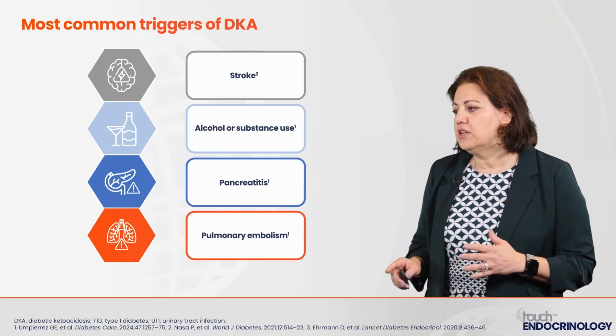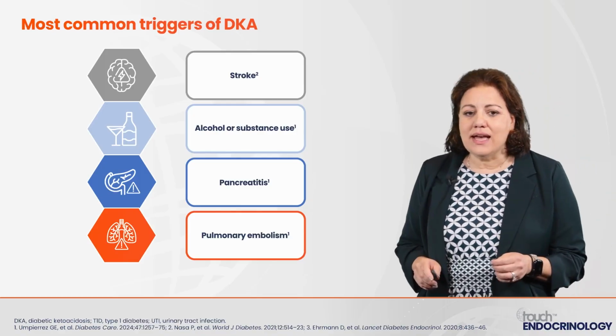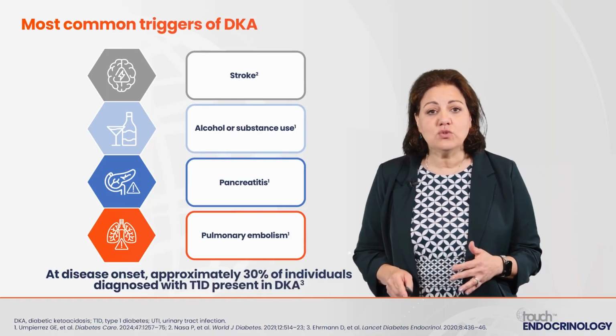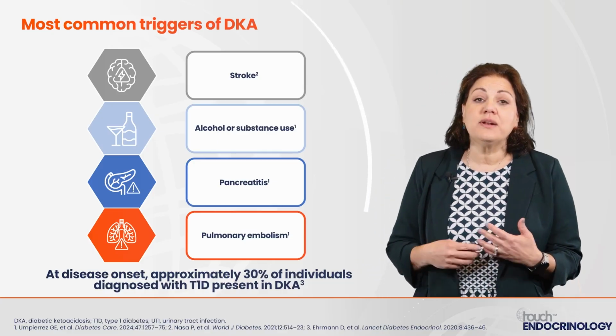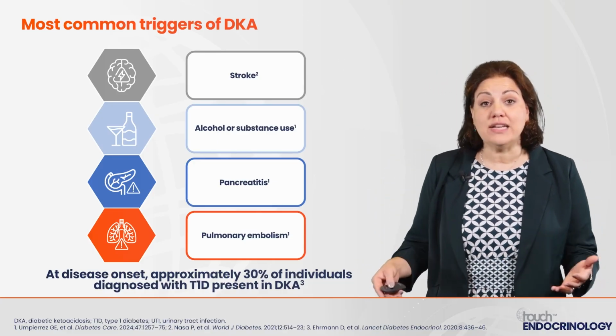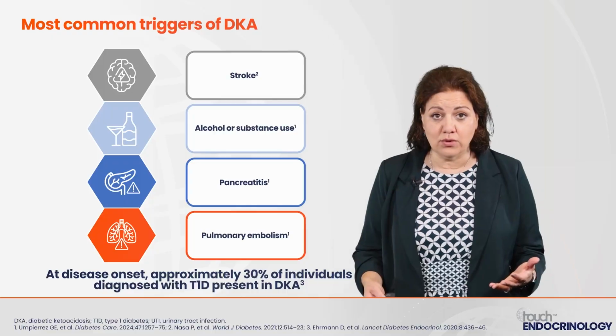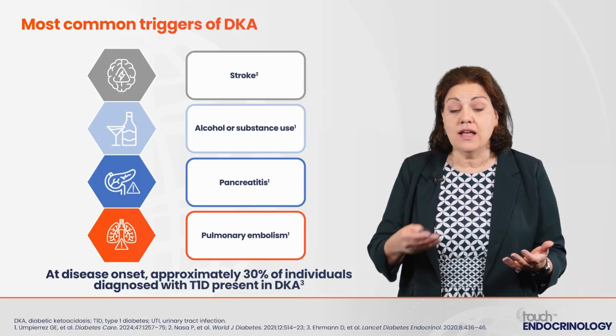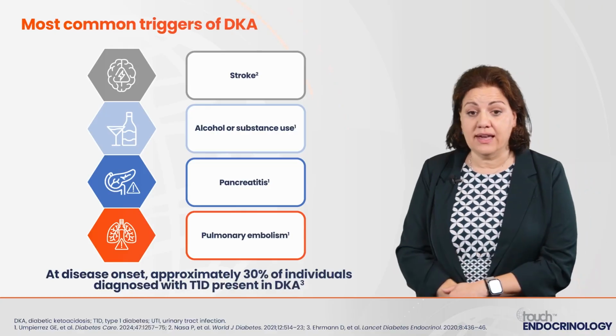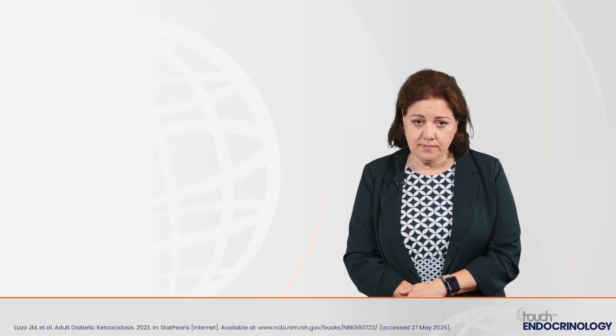And it's also important to note that at disease onset, approximately 30% of individuals diagnosed with type 1 present in DKA. And so there's been a lot of efforts about how do we screen the population to identify those who are at risk for developing type 1 and hopefully minimize their presentation with DKA at disease onset.